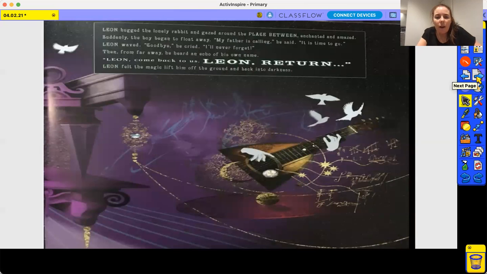Leon hugged the lonely rabbit and gazed around the place between, enchanted and amazed. Suddenly, the boy began to float away. "My father is calling," he said. "It is time to go." Leon waved goodbye. "Goodbye," he cried. "I'll never forget." Then, from far away, he heard an echo of his own name. "Leon, come back to us. Leon, return." Leon felt the magic lift him off the ground and back into the darkness.